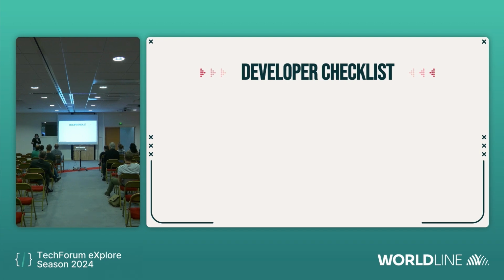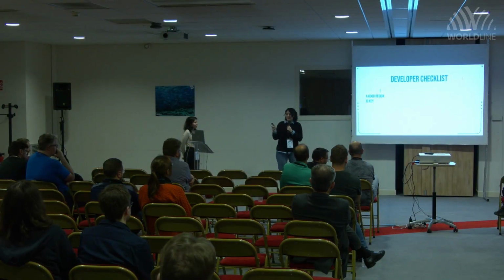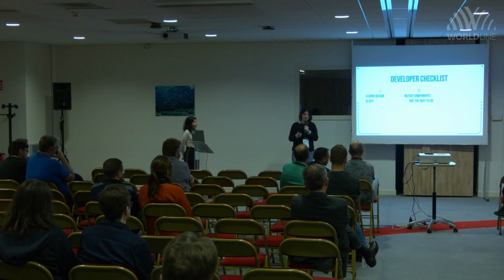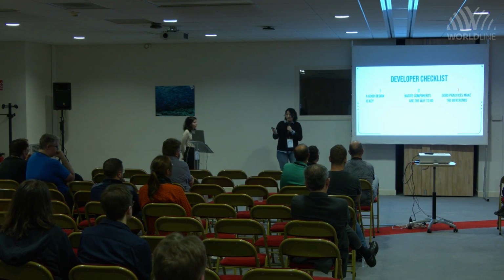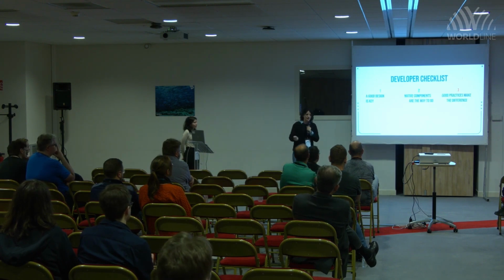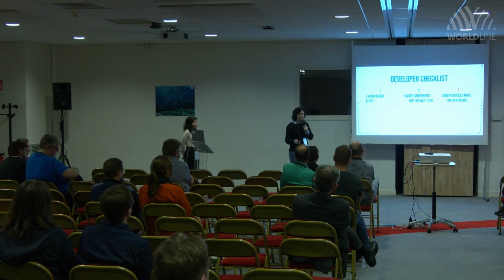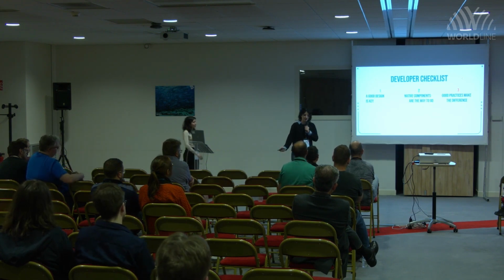So this is the developer checklist to make sure that we have everything into account. A good design is key. Designers already have accessibility in mind, and that helps us a lot, because if accessibility has not been taken into account, maybe some components are impossible to adapt to their content because they were not meant for that. Then native components are the way to go, especially if you are a junior developer, so you don't have to remember everything while you're already trying to learn. Then good practices make the difference. If you are already writing good code, most probably you are already doing a lot of things and you are not noticing.